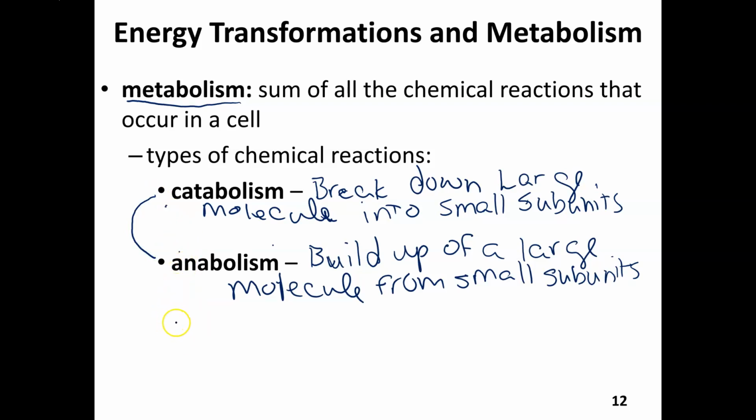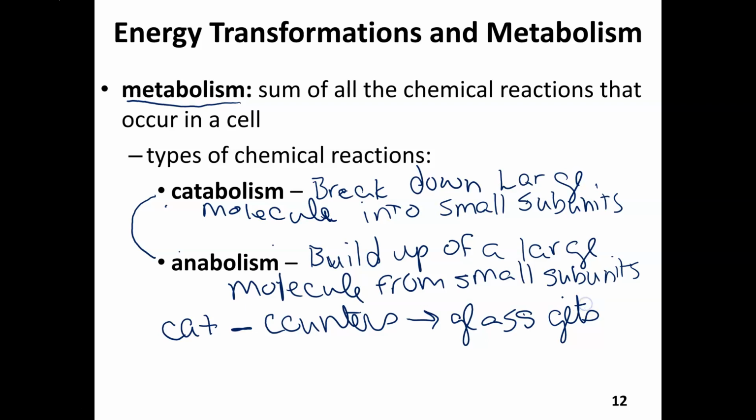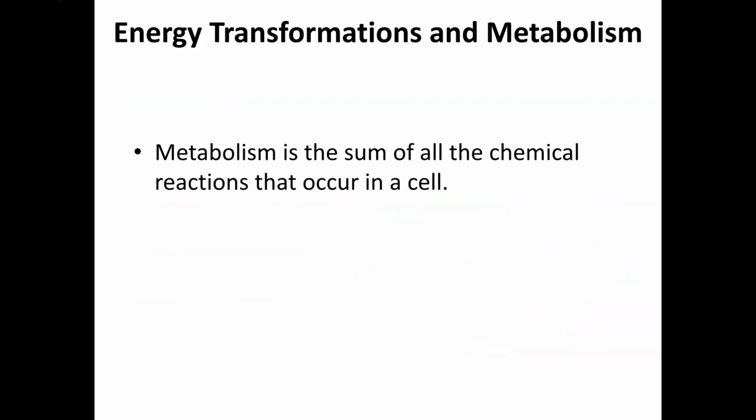I always remember these this way. For me, the word cat, I always think of just cats in general. And cats like to jump on counters, and we often have glass on our counters, like just a drinking glass, and it gets pushed off, broke by cats. So catabolism is the breakdown of large molecules. Cats break things. Anabolism then is the opposite. I always remember anabolic steroids actually, and anabolic steroids are what build up muscle. So that's how I remember these two. Again, the definition of metabolism is the sum of all of the chemical reactions that occur in a cell.